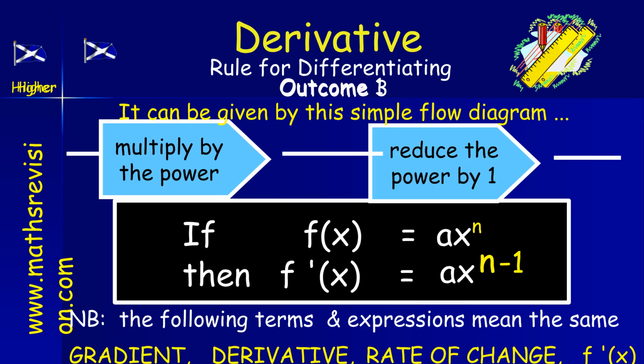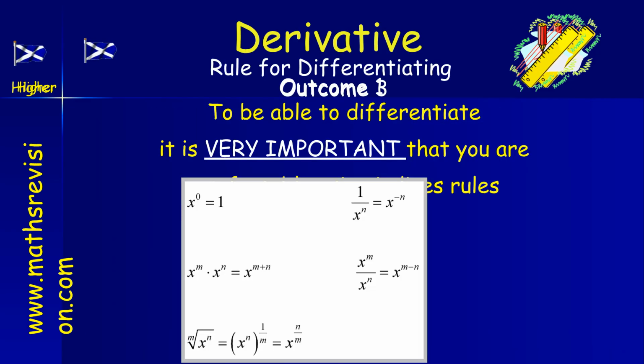If f of x equals a times x to the power of n, then the derivative is a times n times x to the power of n minus 1. To succeed with differentiation, it is very important that you are comfortable working with indices rules, as summarized here.